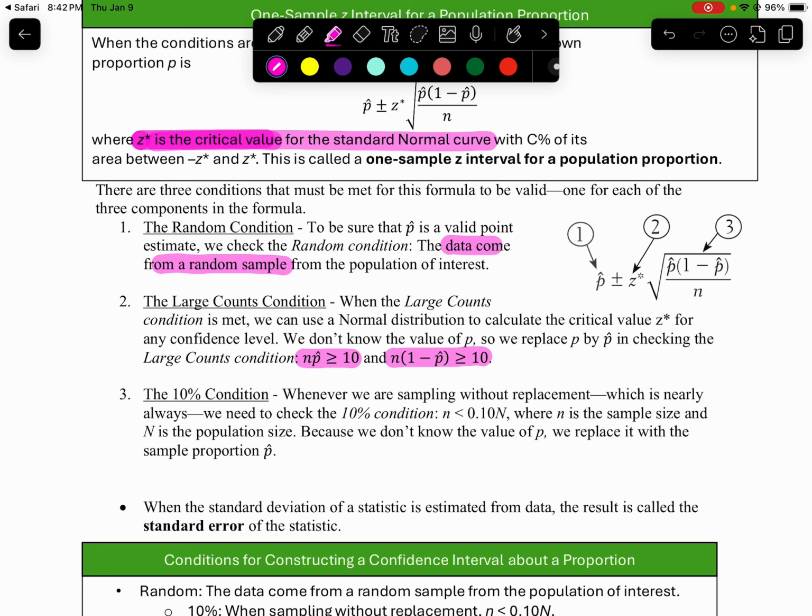The last condition that needs to be met is the 10% condition. If you remember, the 10% condition said that our sample size needs to be less than 10% of our population size. Whenever we're sampling without replacement, which is nearly always, we need to check the 10% condition, where n is the sample size and N is the population size. And again, because we don't know the value of p, we can replace it with the sample proportion p hat.